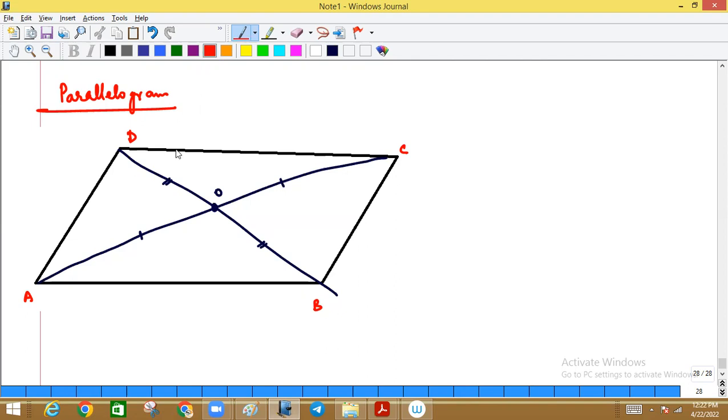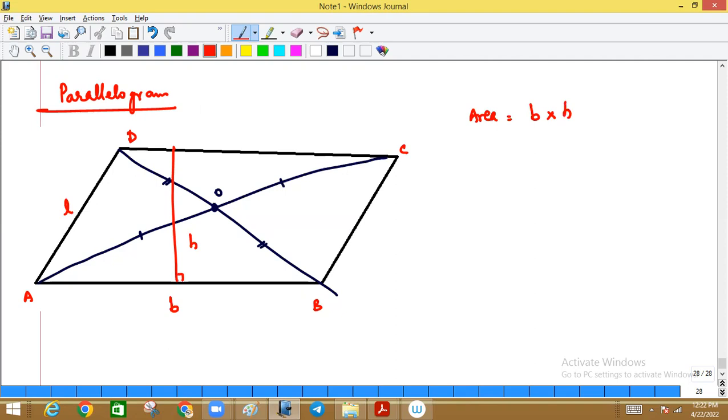Distance between the parallel sides is called height. This one is base. Area is very important. Area is simply base into height.